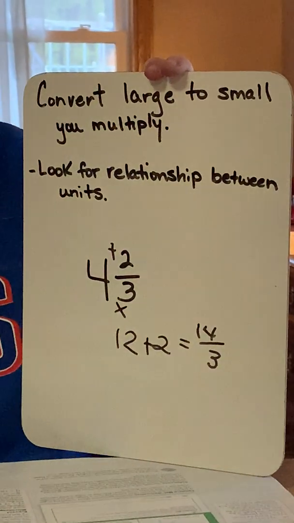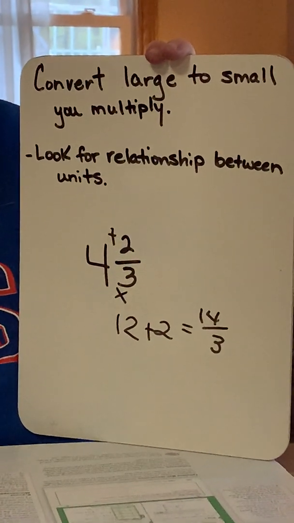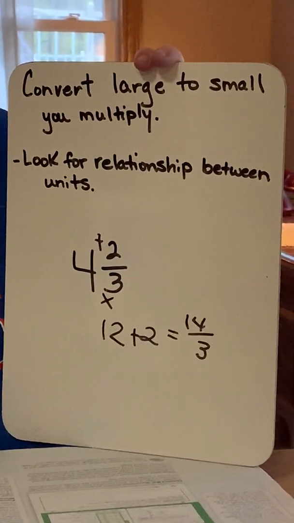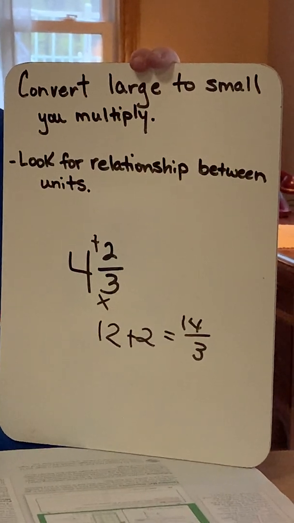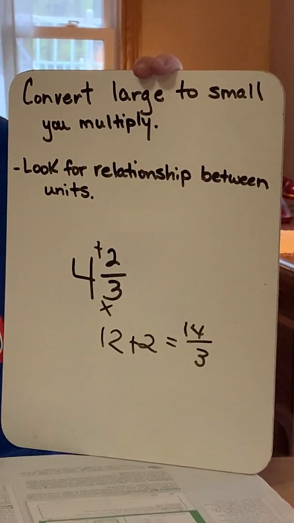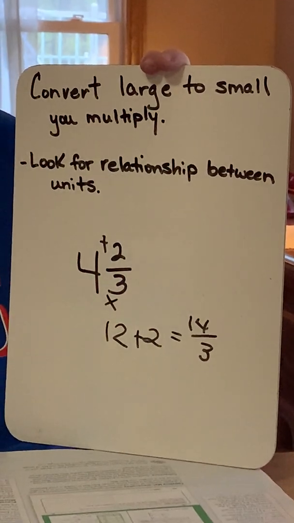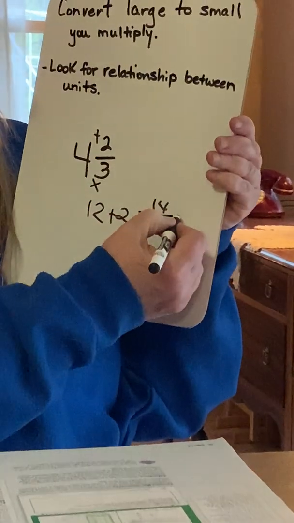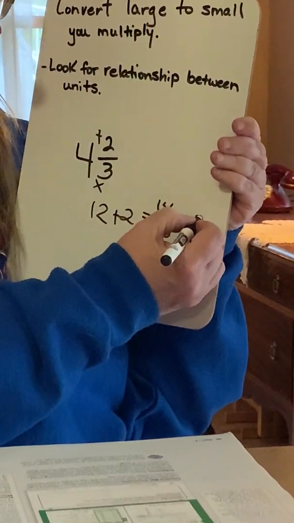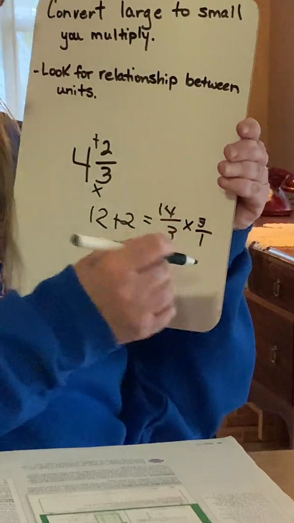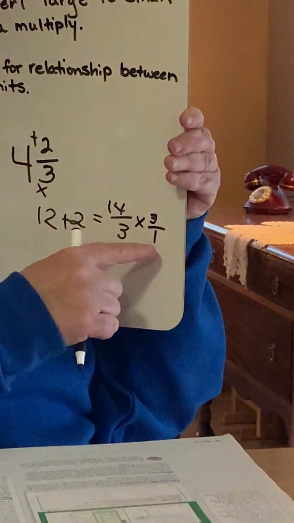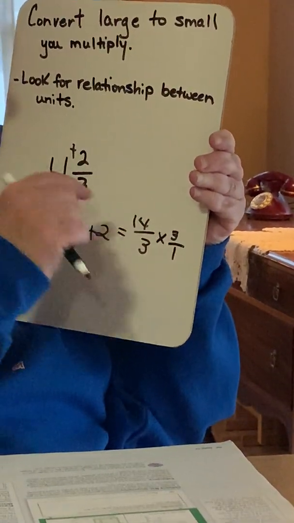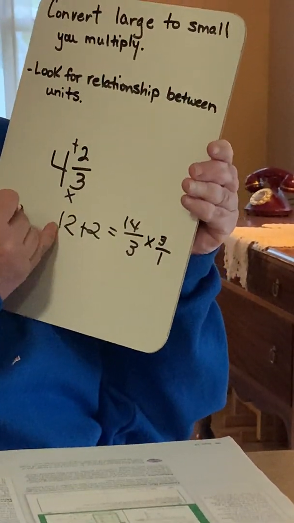This is number 4. So this is yards, and you want to go to feet. How many feet are in a yard, right? There are 3 feet in a yard. So you're going to take that times 3 over 1, because that's how you make a whole number into a fraction. Then you're going to multiply 14 times 3.